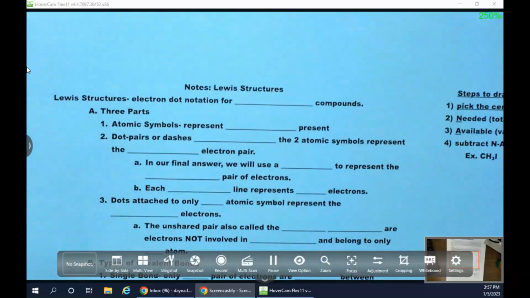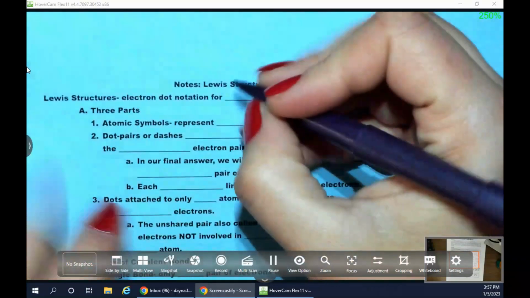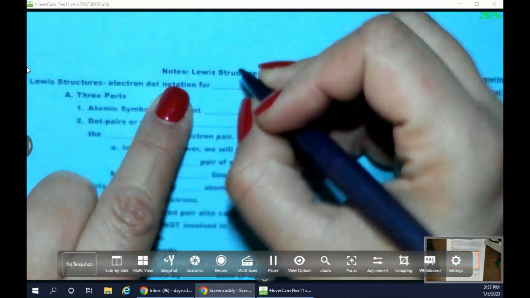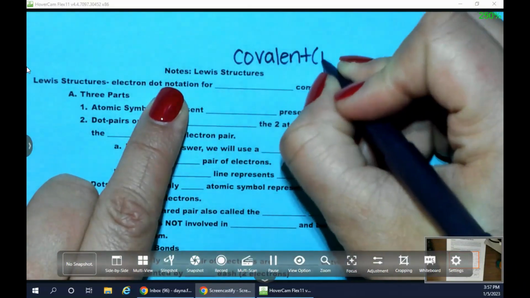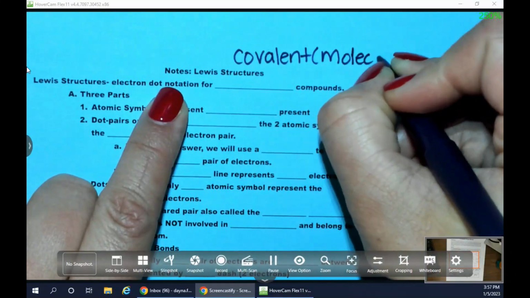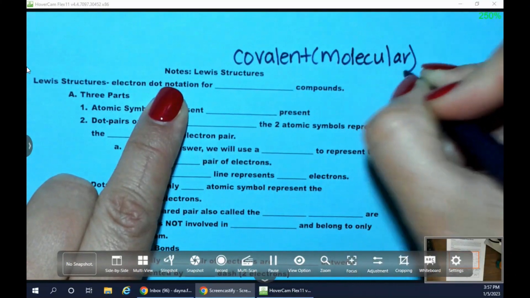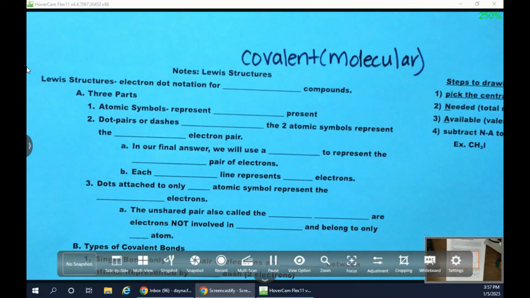Structures. What you're going to write at the top is that we are specifically now thinking about covalent or molecular compounds. Okay, covalent, molecular compounds. All right. So molecular is really the standard. That's what you should be saying. But when you're first learning chemistry, we always like to call it by what kind of bond it is, which is covalent, right?